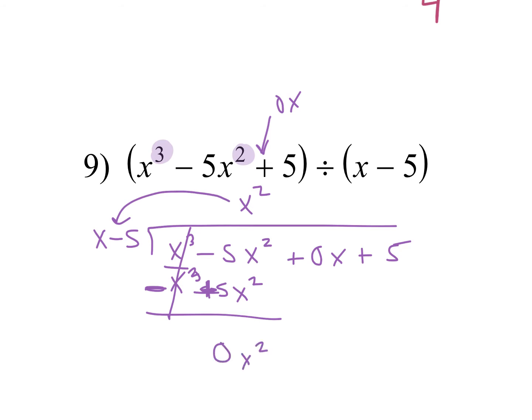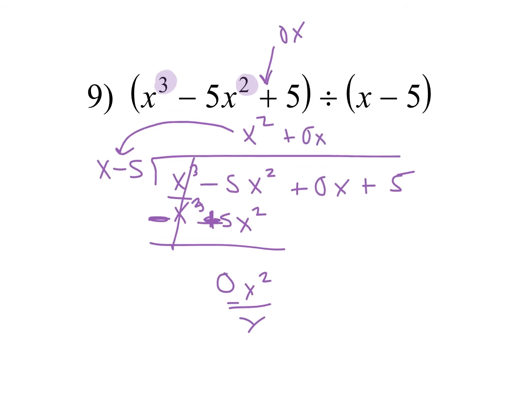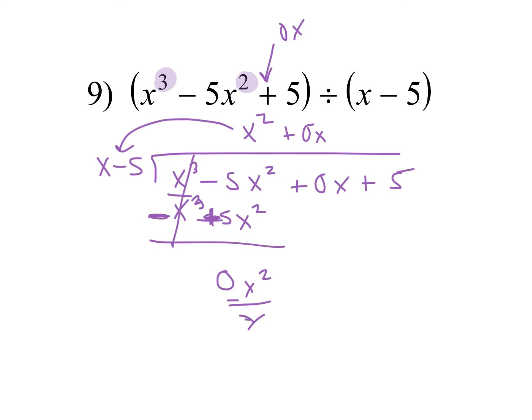What is 0x squared divided by x? 0x, or just 0. We can put 0x. And then we multiply 0x times everything out front. So 0x times x squared would just be 0. And 0 times negative 5 is just 0. We could change the signs, but we don't really need to because positive 0 and negative 0 are the same thing.